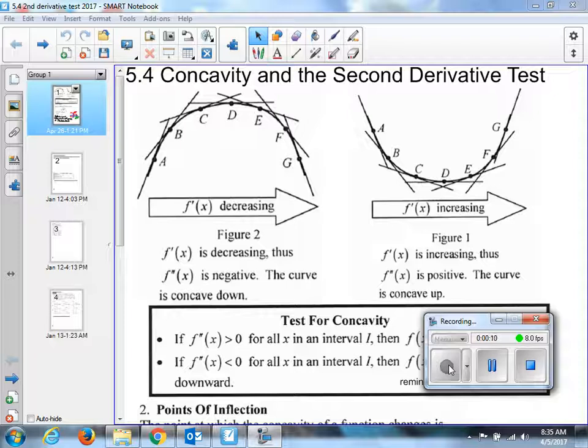Welcome to my class. This is concavity and the second derivative test. Remember we had second derivatives: do the derivative, do it again, right? So let's just think about, remember from yesterday, what does the first derivative tell us?